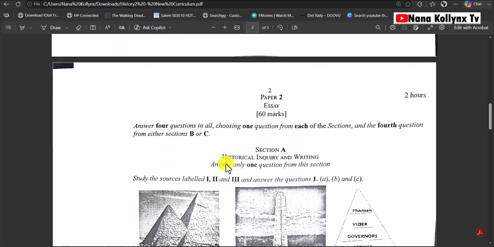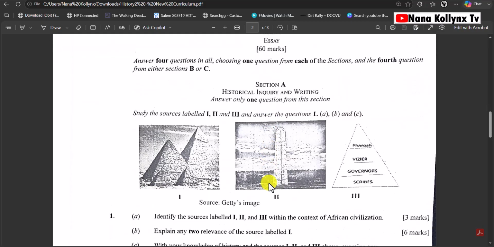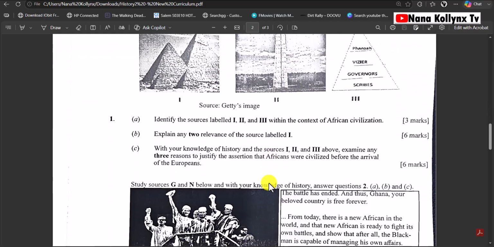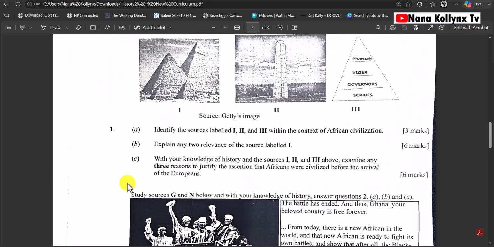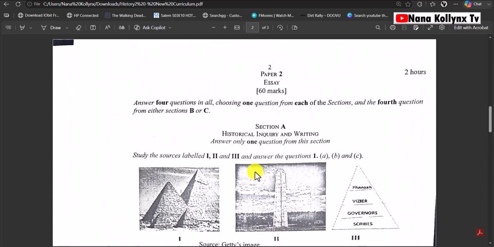Now, let's start with the section A. This is the historical inquiry and writing. Answer only 1 question from this section. So how many questions are here? 2. 1 and then what? 2. So you are to answer only 1 from this section.